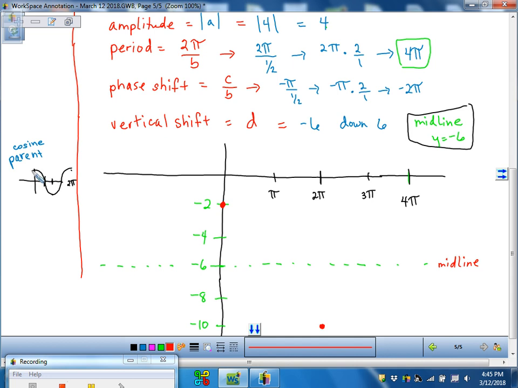And then my cosine period finishes up at the top again. Well, the top is at -2. That's going to be at that end. My end location is at 4 pi. So at 4 pi, I should be back up at -2 again.